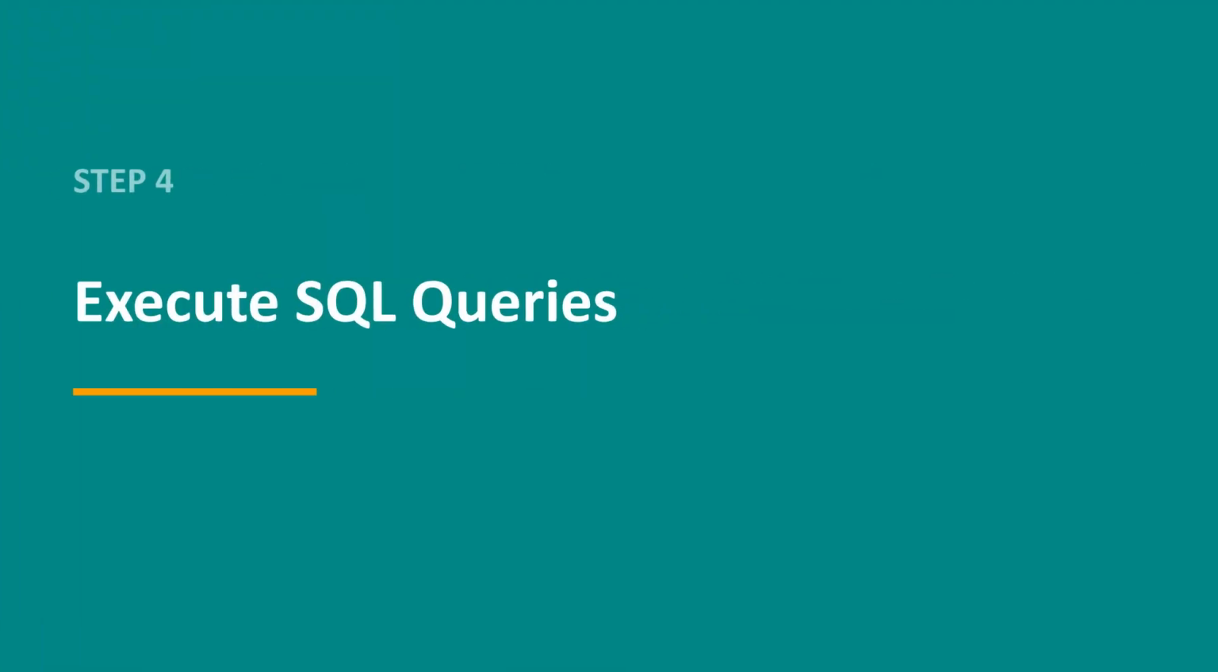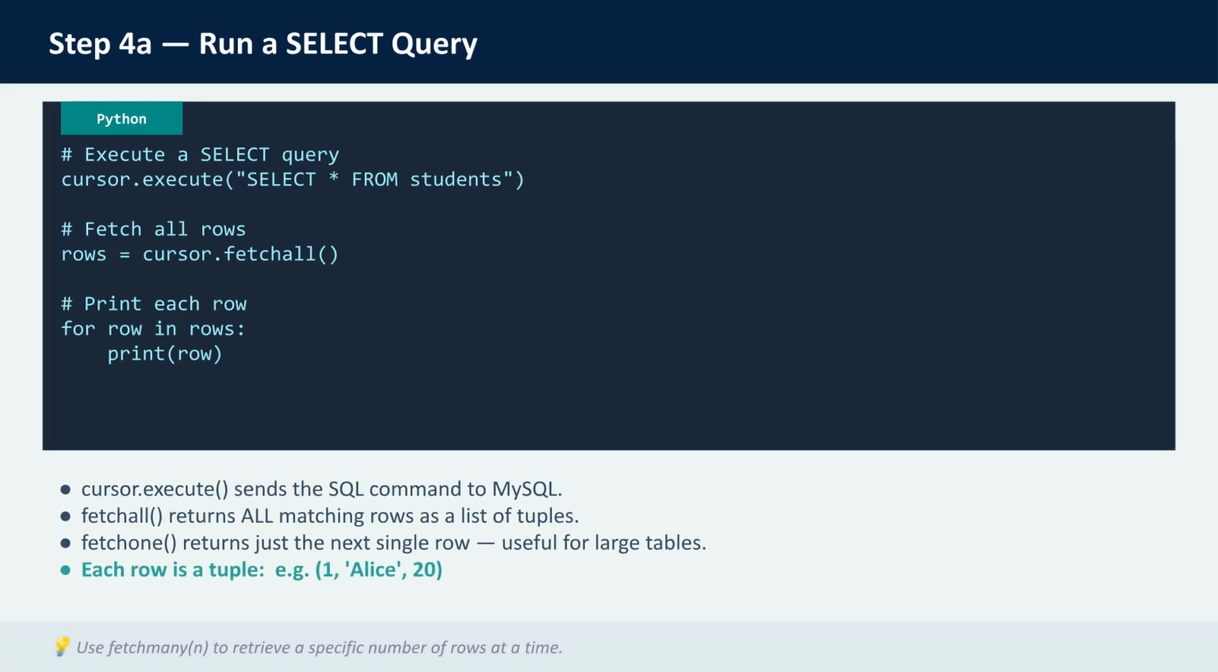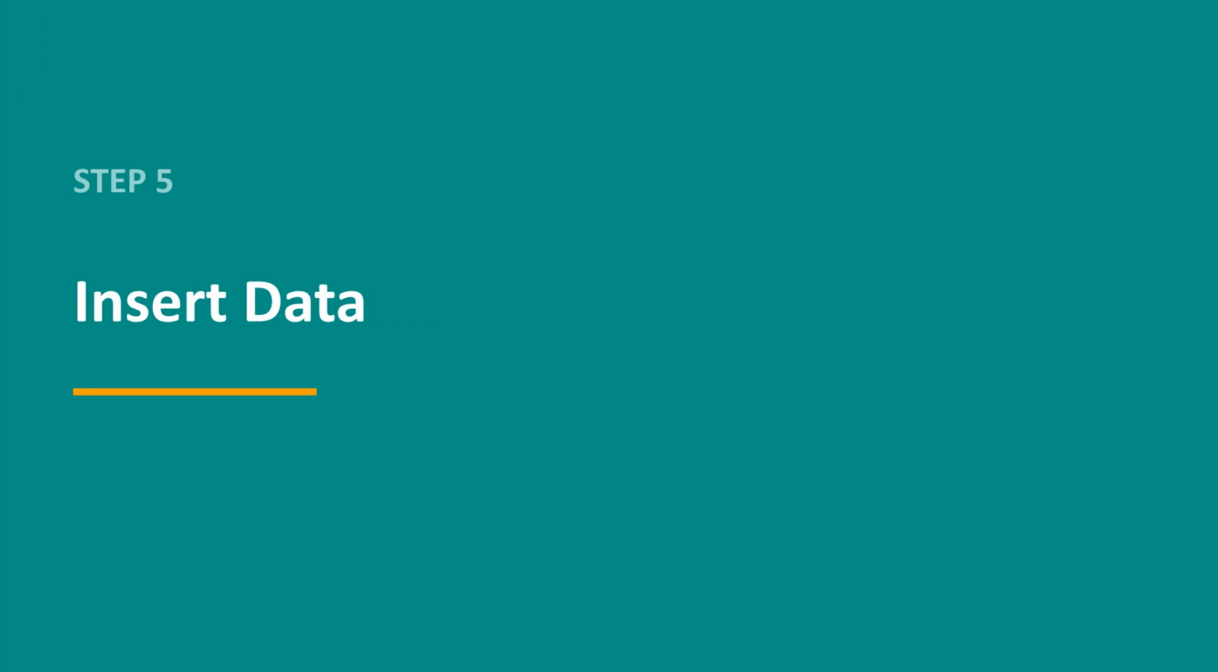Step 4 is execute SQL queries. You can now run various SQL commands like select, insert, update, delete using your cursor. For select queries, use the cursor.execute method with the SQL command. Then use the cursor.fetchall method to retrieve all matching rows as a list of tuples. You can iterate through this list to process the data.